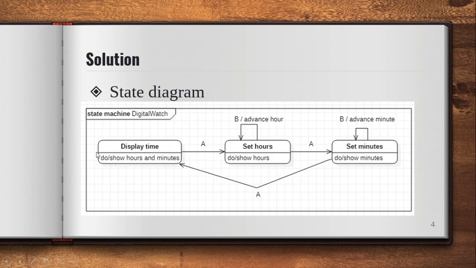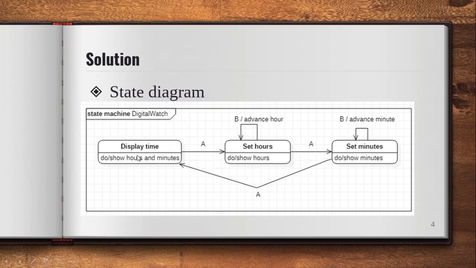If we are in the display time state, it displays continuously, showing hours and minutes, until any event occurs. This do activity may be interrupted by an event that is received during its execution. So this do activity is interrupted when an event occurs. This is the description for the display time state.